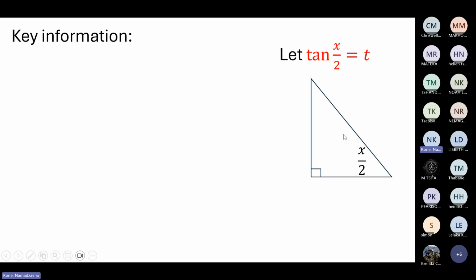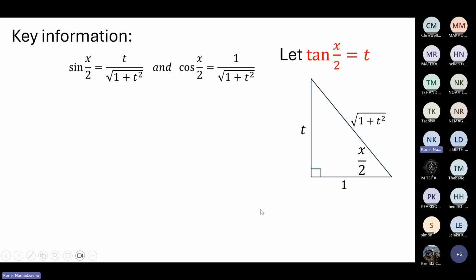Our toolkit will come from this triangle. That will be the same. Tan x over 2 is t over 1, which will be the same like that. And then we have our hypotenuse, same way as that. And the same things that we did with our definitions of sine and cosine. But remember, we are doing sine of x over 2 and cos of x over 2. When we do that, we still get the same results on the right-hand side.